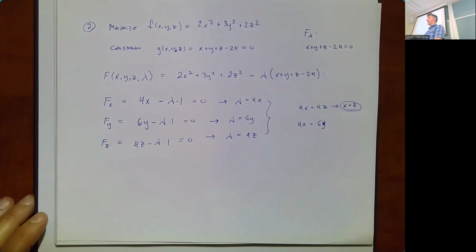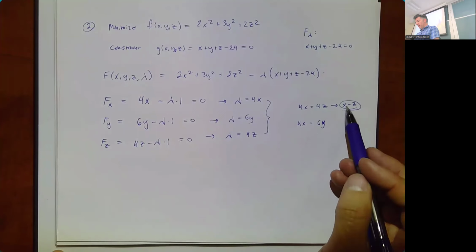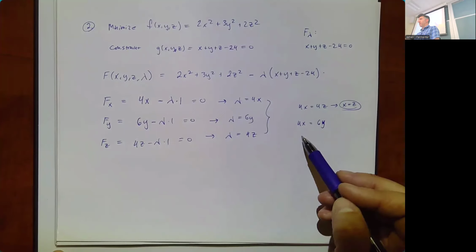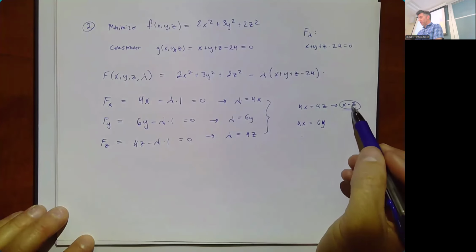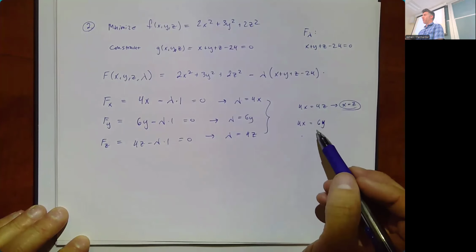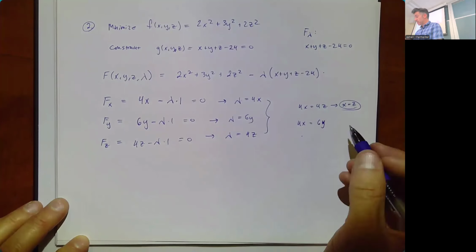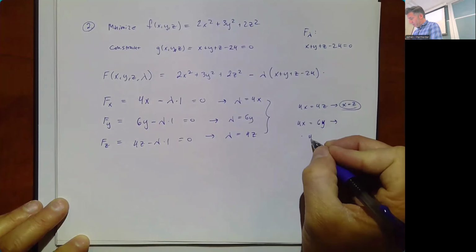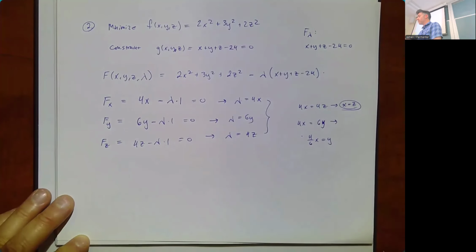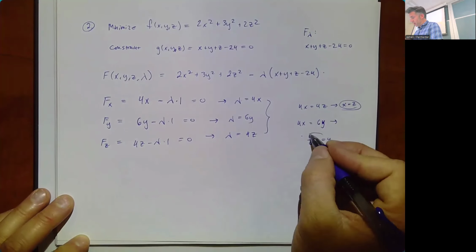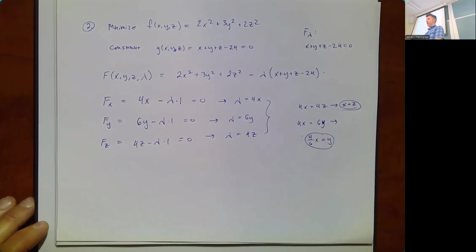And here's the thing I've noticed over the years. I can see from these equations that X is showing up twice. So I would like each of the other variables to be isolated in terms of X, meaning I'm thinking of this as Z equals X. And here I want to solve for Y by dividing both sides by 6. So I want to say that 4/6 X is equal to Y, or 2/3 X is equal to Y, so that I can replace Y with a thing with X and Z with a thing with X.